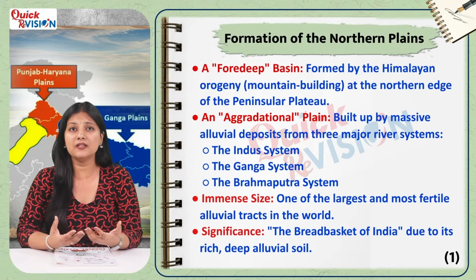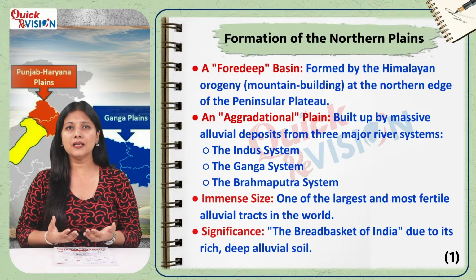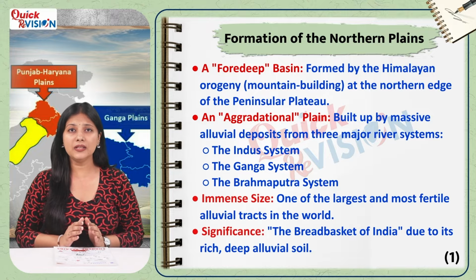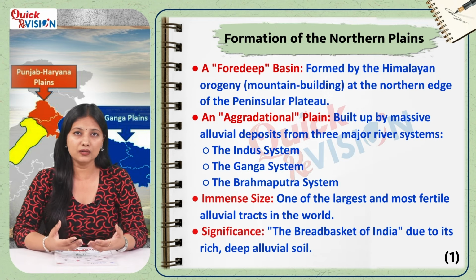So, how did this massive plain come into existence? It's actually a young landform in geological terms. Its origin is closely tied to the uplift of the Himalayas. When the Indian and Eurasian plates collided, they not only gave rise to the Himalayas but also created a deep basin along their southern edge.